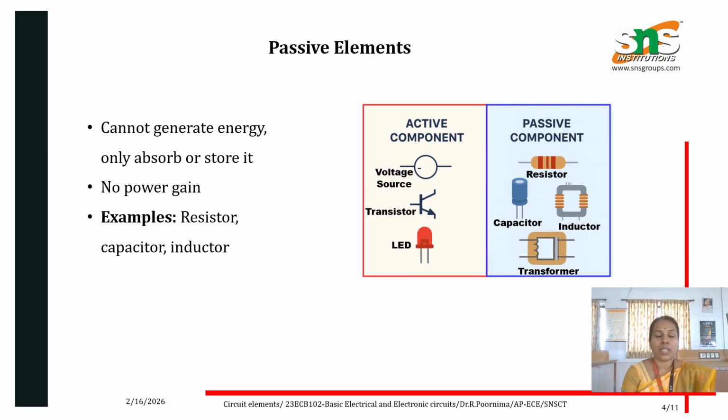And what are passive elements? These components cannot generate energy. They absorb or store the energy in the form of electrical field or magnetic field. For example, a resistor is used to control the flow of current in the circuit. It does not provide any power gain. And also capacitors and inductors are used to store the energy in the form of electrical energy or magnetic energy. So these are the elements used in electronic circuits as passive components.